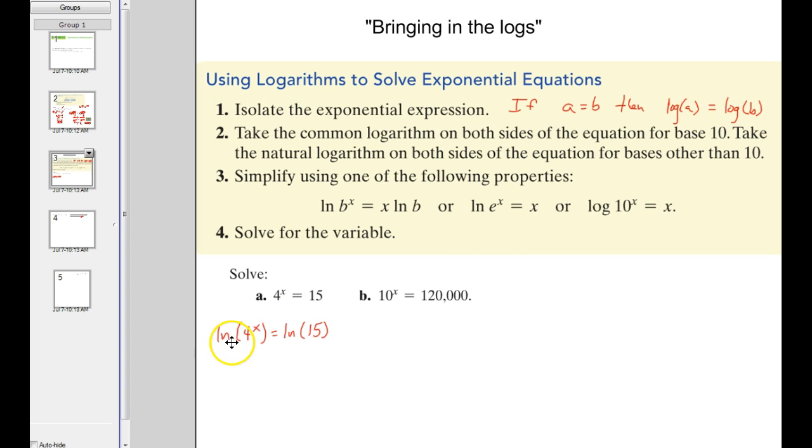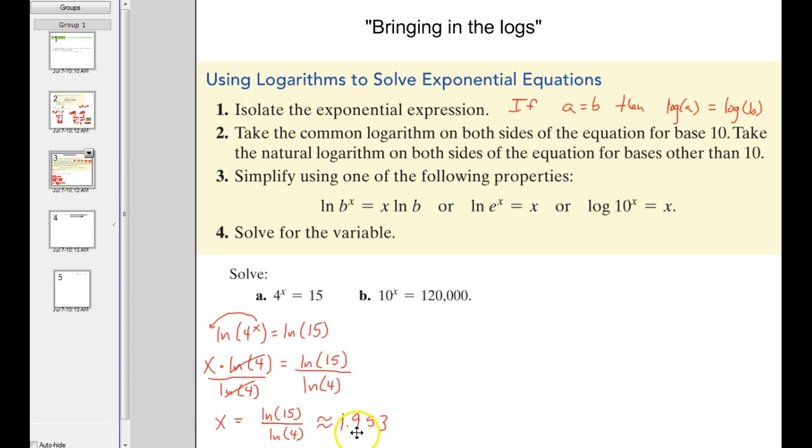Okay, now after I do that, I can bring down the power. I can bring down the x out in front of that ln. And then now that I have multiplication by the variable that I'm solving for, I can just divide this away. This is just a number. I can divide it away on both sides of the equation, and I end up with x equals the natural log of 15 divided by the natural log of 4 for my solution, which is approximately 1.953.